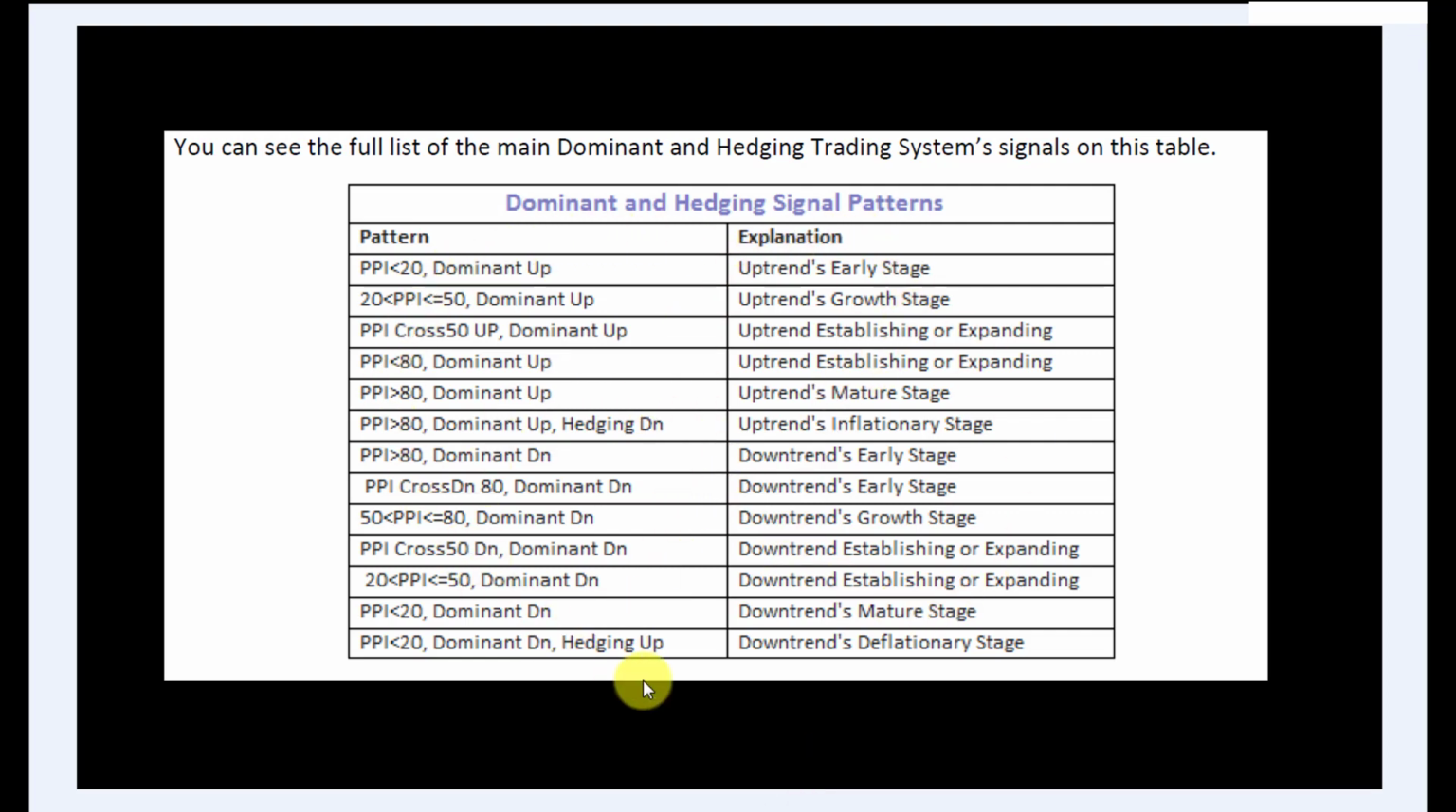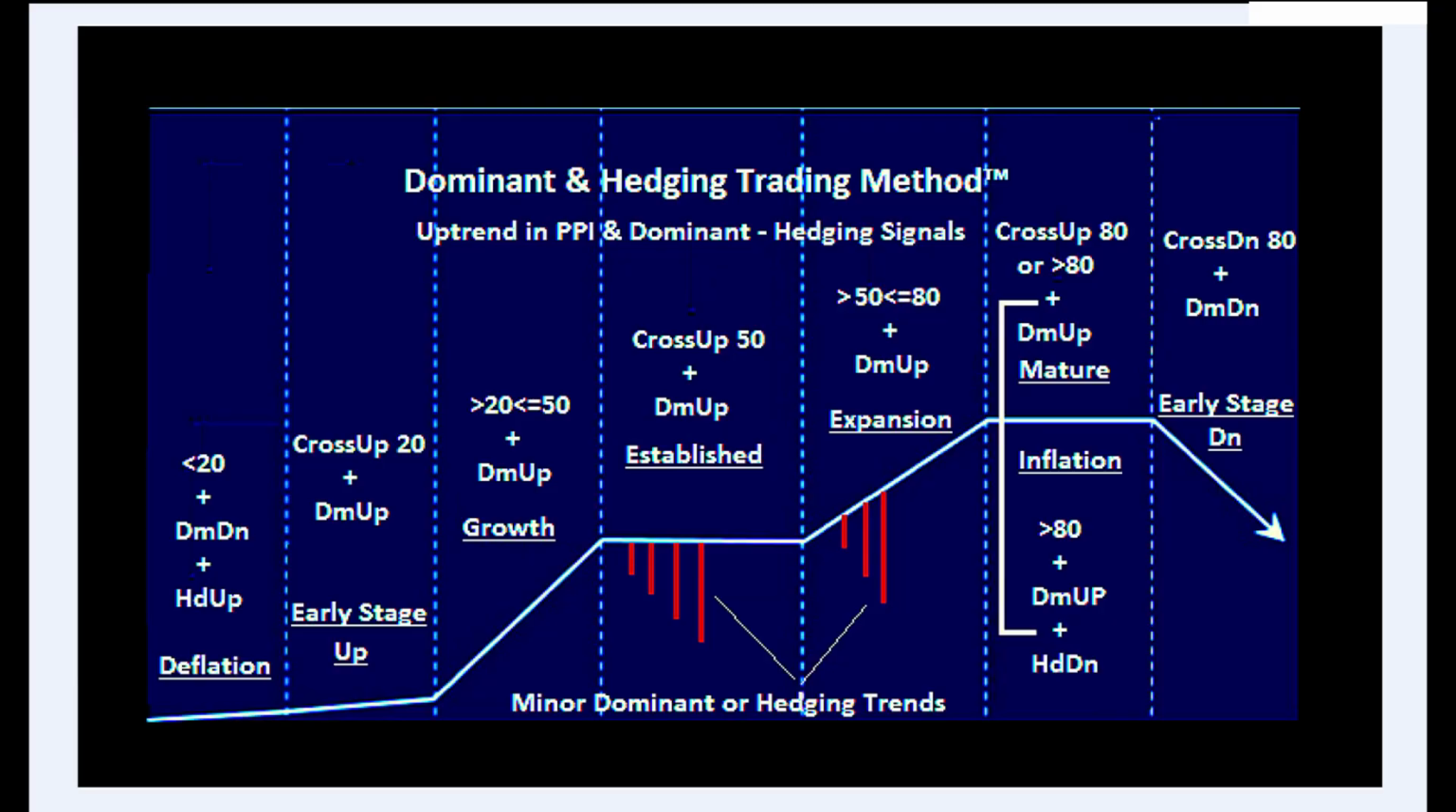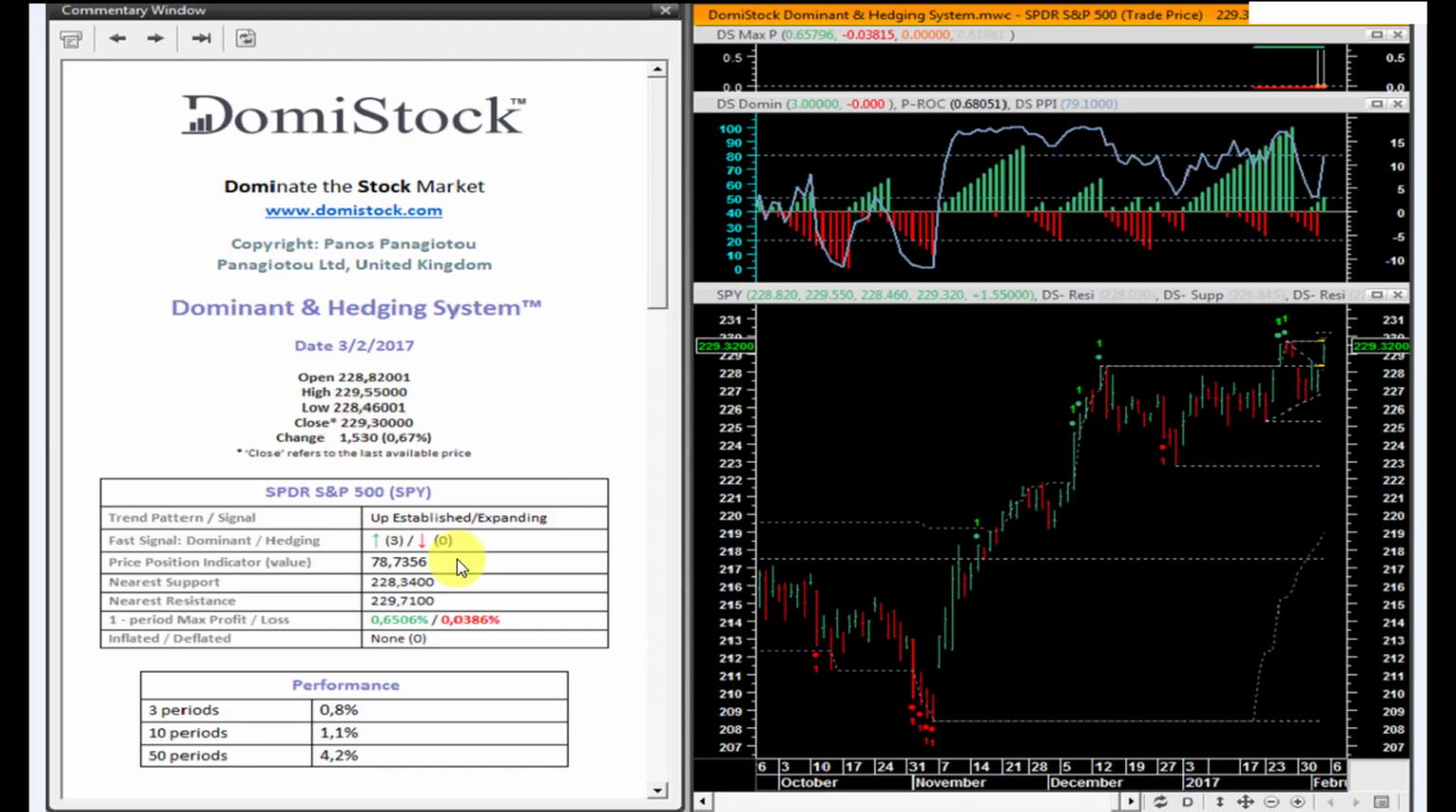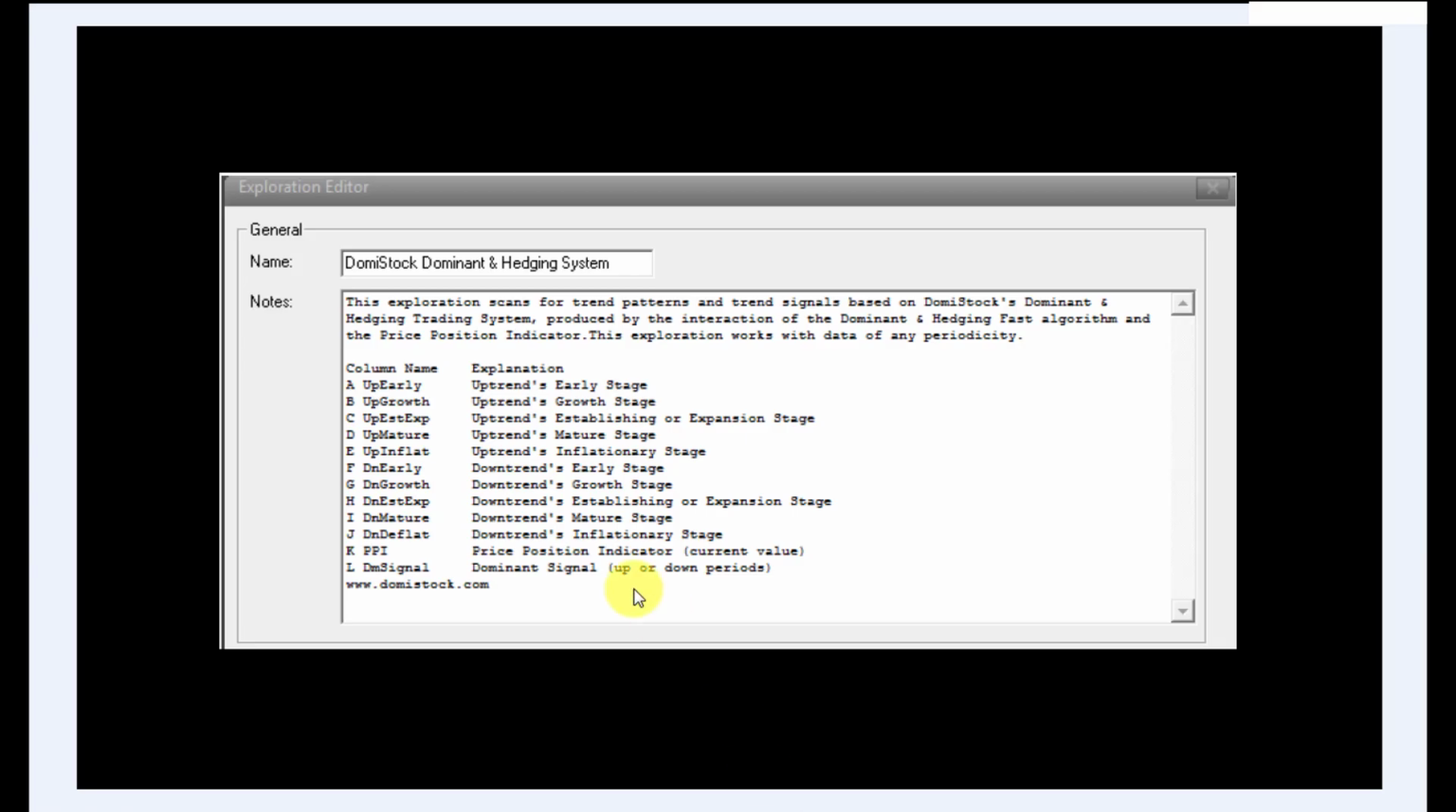The dominant and hedging trading systems signals recognize and interpret all phases of an uptrend and of a downtrend, from deflation, to the early upward stage, to growth, maturity, inflation and early downward stage. The dominant and hedging trading systems expert automatically identifies and interprets all of the system's signals and patterns. The dominant and hedging trading systems scanner scans securities looking for those forming the system's patterns.